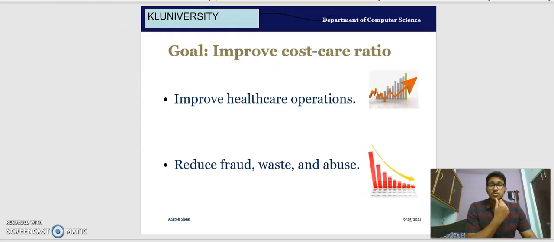Coming to our final goal, it is to improve the cost care ratio. So, what is cost care ratio? Improve health operations, reduce fraud, waste, and abuse. These are the optimizations that increase health operations based upon previous health operations, as every time the model gets trained, and it also reduces fraud, waste, and abuse.